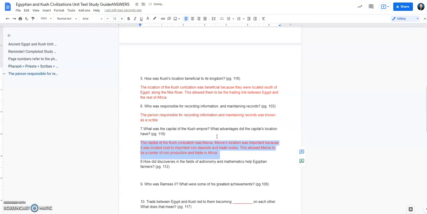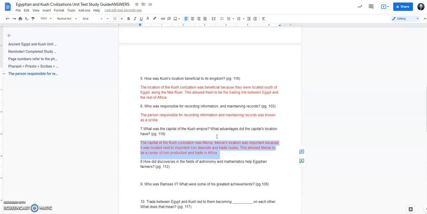So the capital was Meroe, and Meroe's location was important because it was by natural resources and trade routes. By natural resources, we're talking iron. And iron deposits, that is, metal. So they had a lot of that resource, which they could trade with other people, mainly Egypt, for food. Because Egypt had a ton of food, and Egypt wanted these precious metals, right? They were all into making tools and weapons and inventing things and architecture. They needed these resources. So Meroe's location was great because they had access to that natural resource of iron.